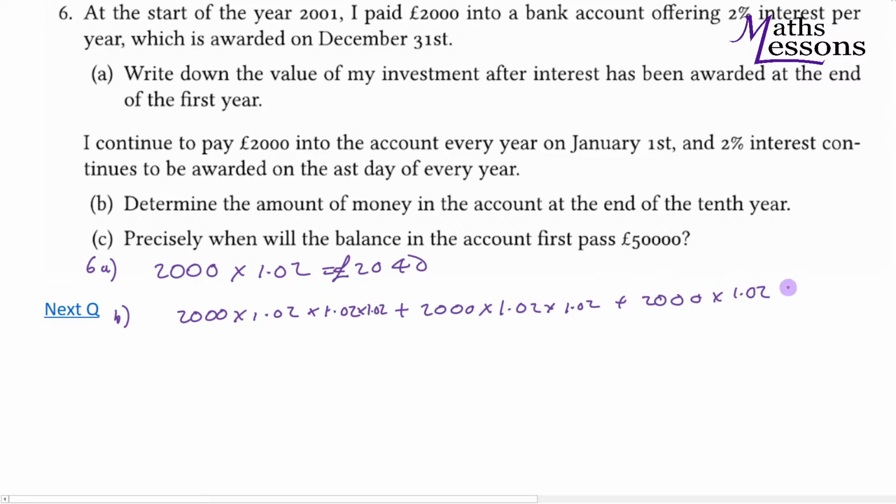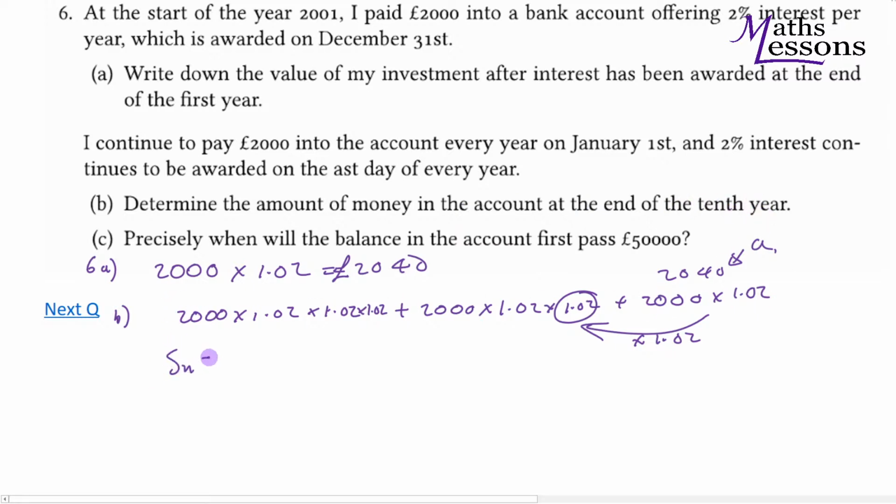So the lowest term in our sequence is always this 2,040. So that is our A term, our first term. And to get from there to the next term, we can see we times by 1.02. So the nth term is actually going to be equal to 2,040 times by 1.02 to the n minus 1. Now we want to know the amount of money in the account at the end of the 10th year, which is the sum of this geometric series.